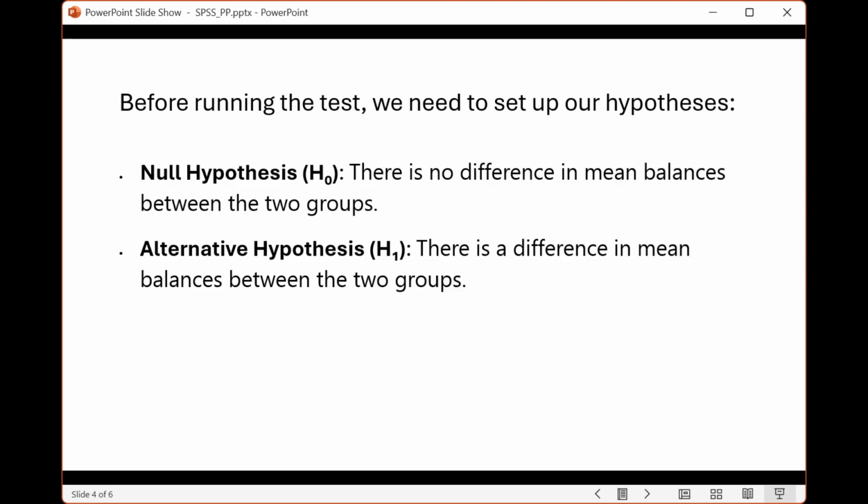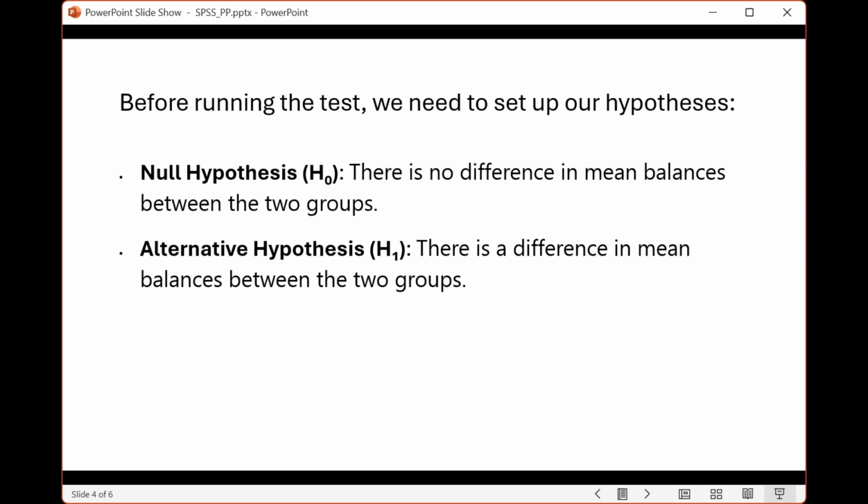Now that our data is ready, the next step is something every good analyst starts with: formulating a hypothesis. This is where we clearly state what we are trying to test and give structure to the whole process. In our case, we're asking, do customers who left the bank have a different account balance than those who stayed? To answer that, we'll compare the mean balance between the two groups: customers who churned and customers who didn't.